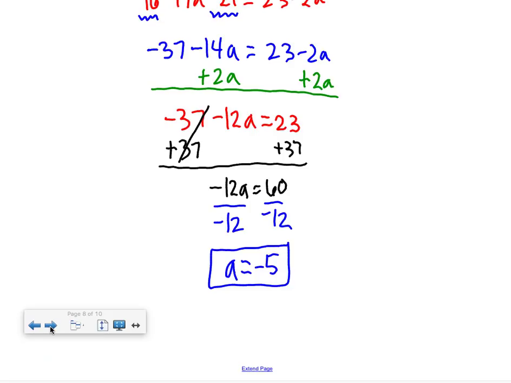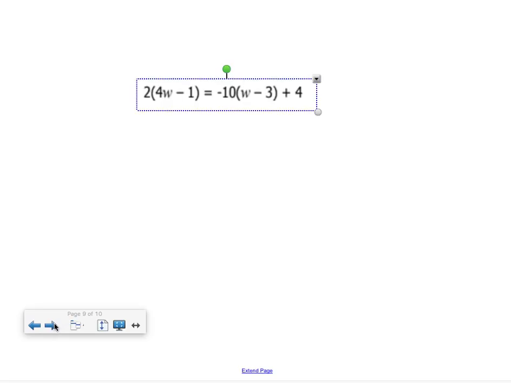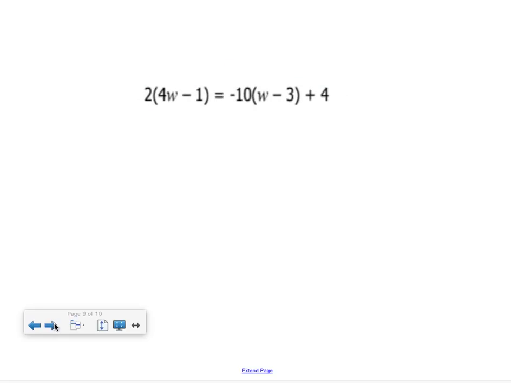Anyone try that on your own and get it? Hope so. Alright, what's our next one look like? Ooh, double parentheses. So you see how we're getting a little more complicated, but it's still the same process over and over and over. So let's try this one.